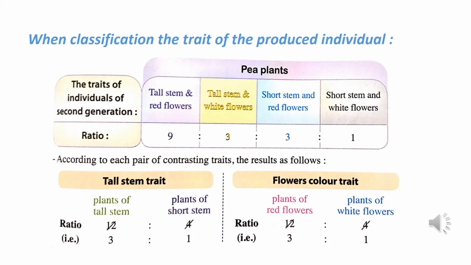When classifying the traits of the produced individuals according to the two pairs of contrasting traits, the results are: tall stem and red flower 9, tall stem and white flower 3, short stem and red flower 3, short stem and white flower 1. Finally, tall stem trait to short stem trait is 3 to 1, red flower to white flower is 3 to 1.